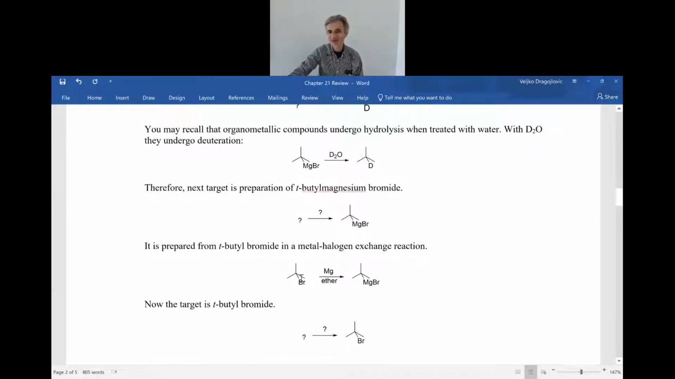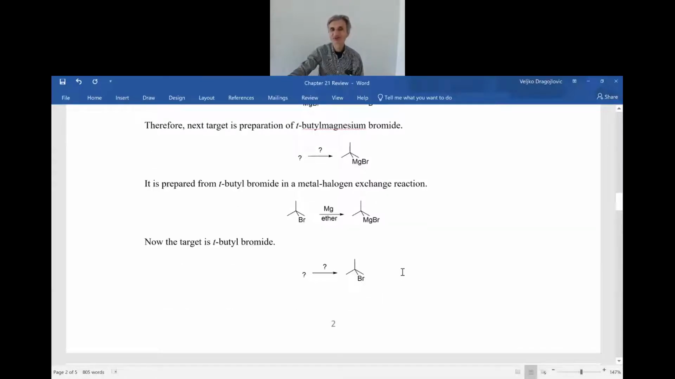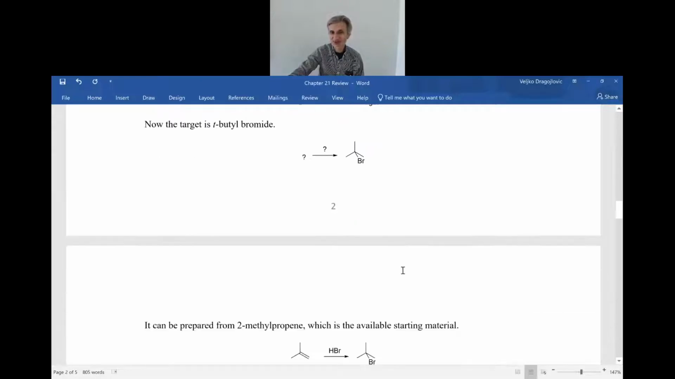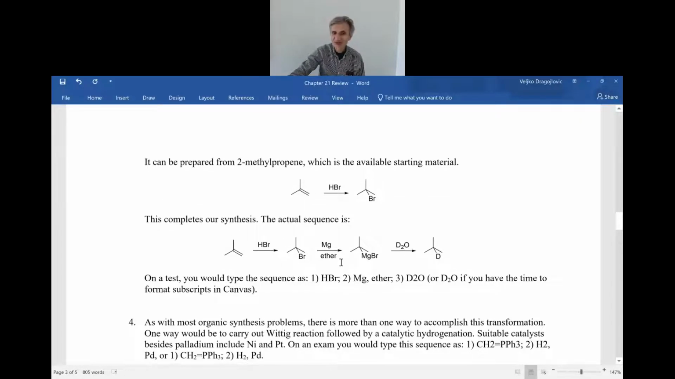Well, you prepare it from the corresponding bromide, tertiary butyl bromide. And then, of course, the question is, how do you prepare tertiary butyl bromide? Well, that you should know. That's easy, simple Markovnikov addition of hydrogen bromide to 2-methyl propene. And so now you have the complete sequence. And so if you write a sequence, that's the sequence.